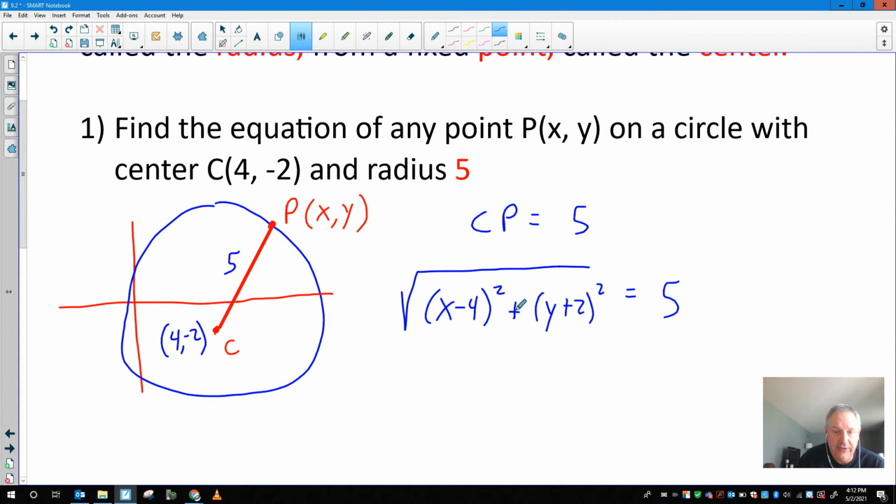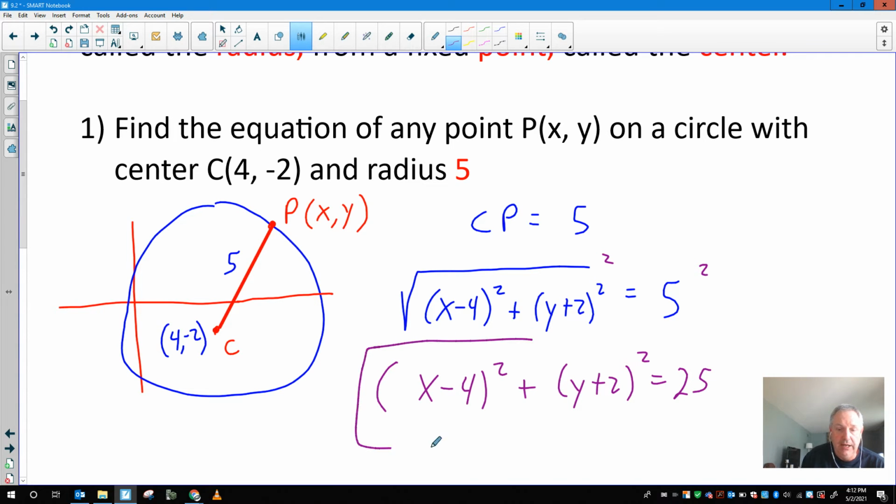If you forget what the sign is, again, this is just a squared plus b squared equals, and it's the square root because it's not c squared. But I can square both sides, and I'm left with the quantity of x minus 4 squared plus y plus 2 squared equals 25. There's my equation of the circle.